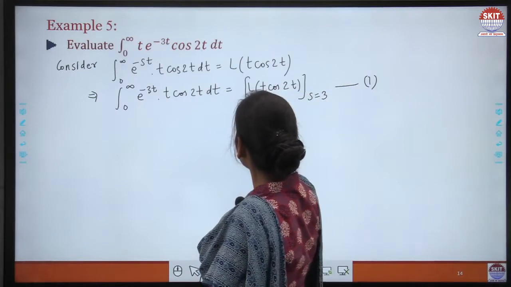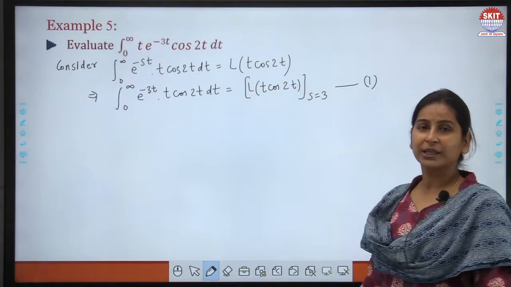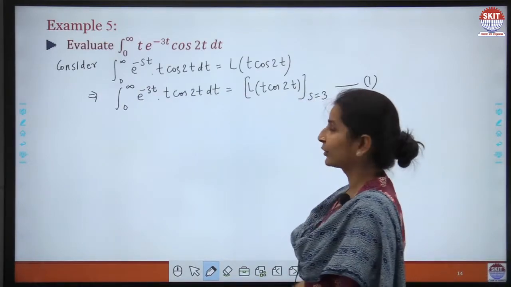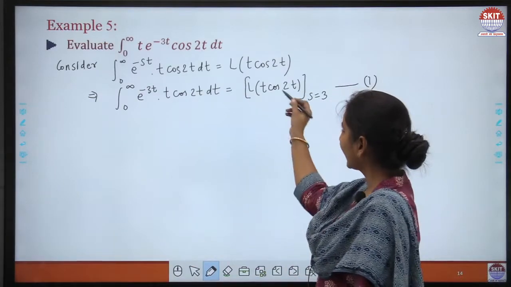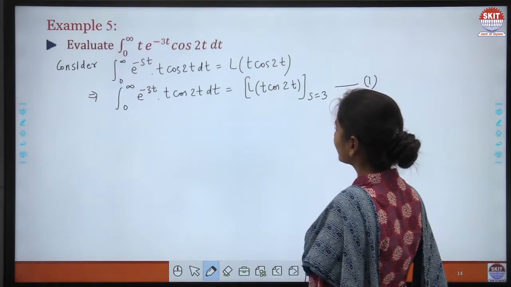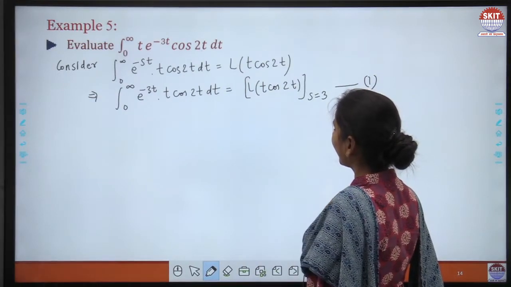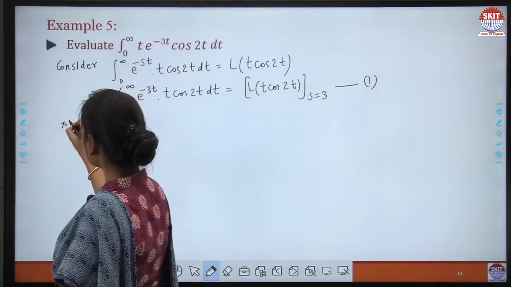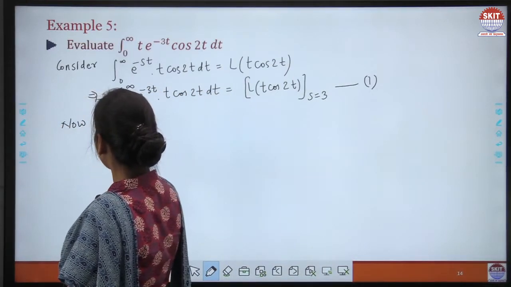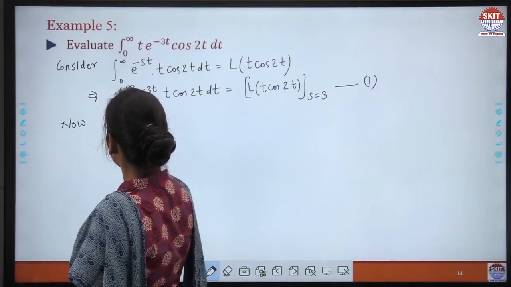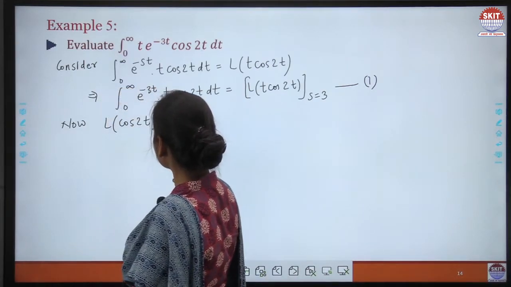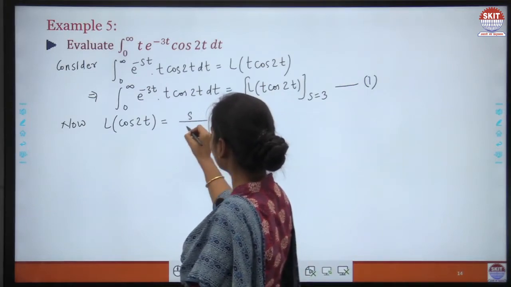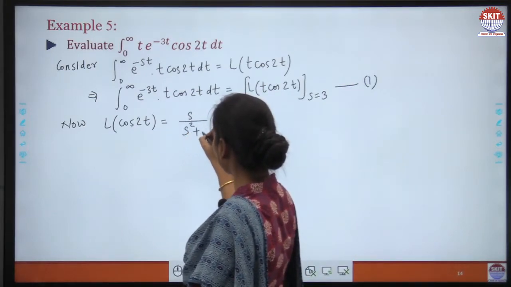Now I need to calculate Laplace of t cos 2t. So again we have to use two properties. Firstly, I'll calculate Laplace of cos 2t, and then I will apply the multiplication by t property in order to calculate Laplace of t cos 2t. So now we find out Laplace of cos 2t. This is your elementary function, and its Laplace is s upon s square plus 4.